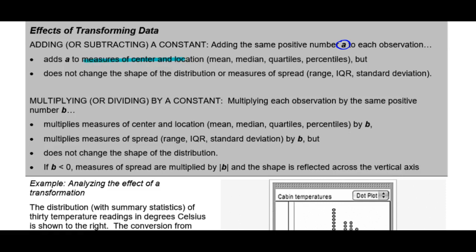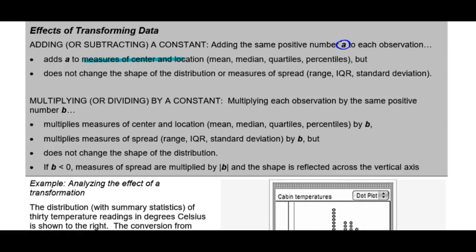Well, you just add it to that. Okay? So if the center of my distribution is 5, and then I say, you know what, I'm going to give everybody some bonus points. And I give everybody +2, then the center of the new distribution is 7. Okay, so if we add a constant to every observation in the distribution, it shifts the center.